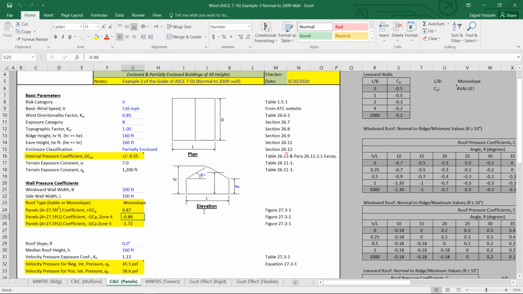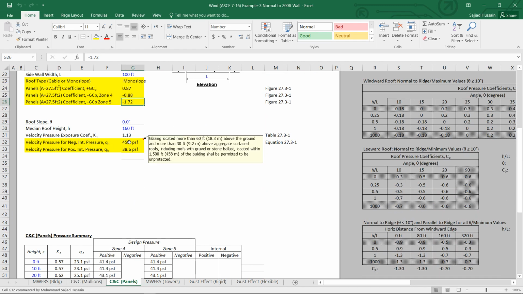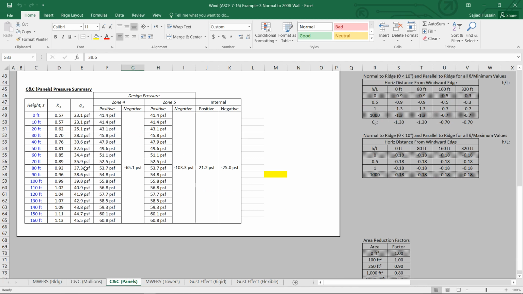0.87 is for positive and negative pressure, and this is for negative pressure in zone 5, and the velocity comes out like this. This is velocity at 60, this is velocity at 90. So all these values are tabulated over here. Like I calculated height, kz, qz, and in zone 4 all these values are calculated like this. Negative value will be at 90 feet high. Similarly in zone 5, and these are the internal pressures.